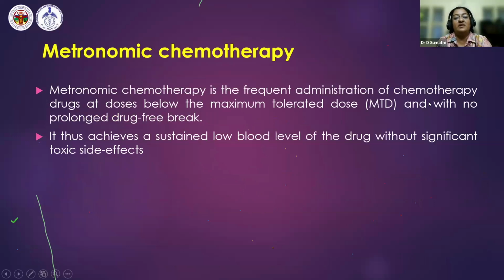It is a frequent administration of chemotherapy drugs at low doses, below the maximum tolerable dose, and with no prolonged drug-free breaks. For example, if we are going to use a regular protocol, we give drug-free breaks. In case of the CHOP protocol, the 5th week, 10th week and 15th week will have a gap. Here in this therapy, we are not going to give a drug-free break, and it achieves sustained blood levels without significant toxic side effects.